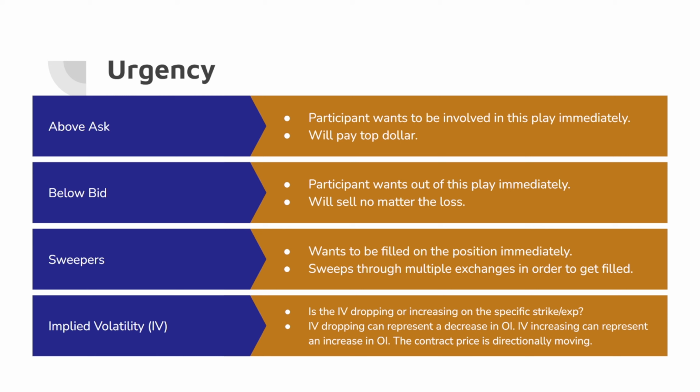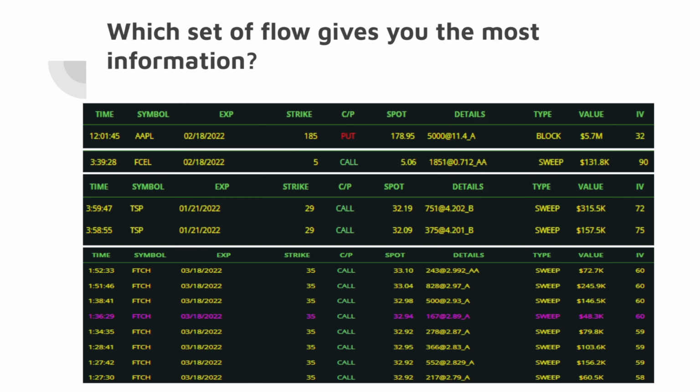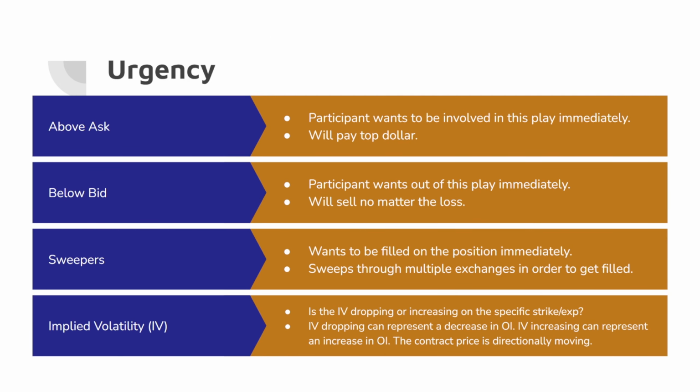Now there's another one that's called a block trade. A block trade is when they go through a single exchange. There's not much urgency with that. And then we'll look at implied volatility. We want to know, is it dropping or increasing on that specific strike and expiration that we are interested in? The IV can represent a decrease in open interest. So which set of flow gives you the most information here? You'll notice that this flow began hitting the tape with an IV of 72. Let's take a look at some examples.